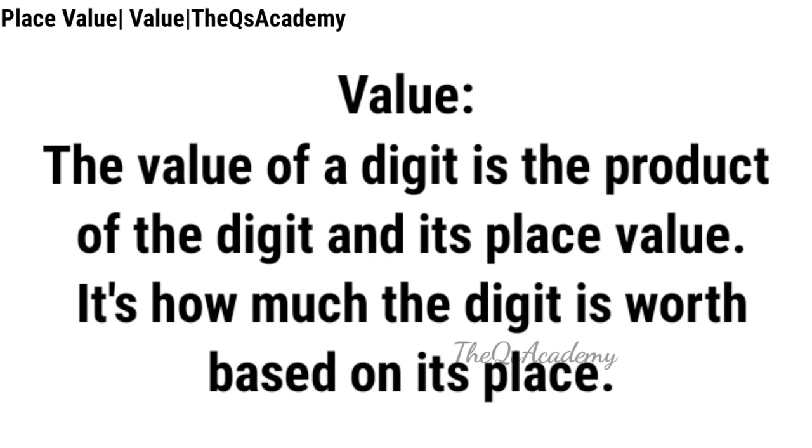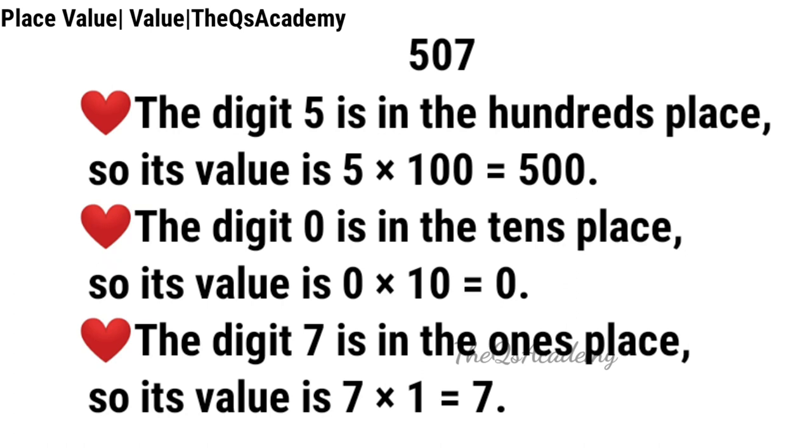So let's talk about value. The value of a digit is the product of the digit and its place value. It's how much the digit is worth based on its place. So this is the example. 507. The value of the digit 5 is 500. The value of digit 0 is 0. And the value of digit 7 is 7. This is how we get it.